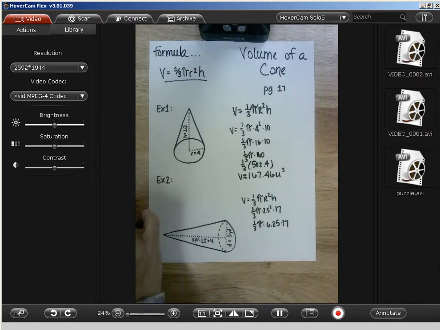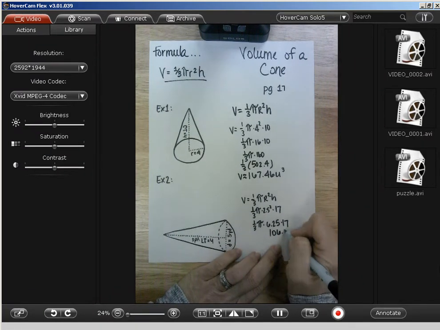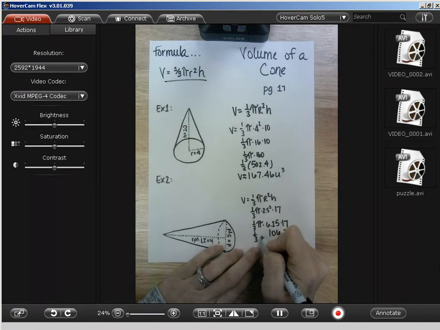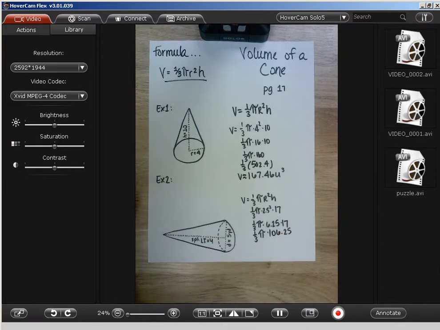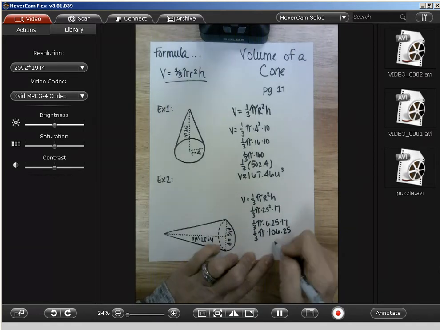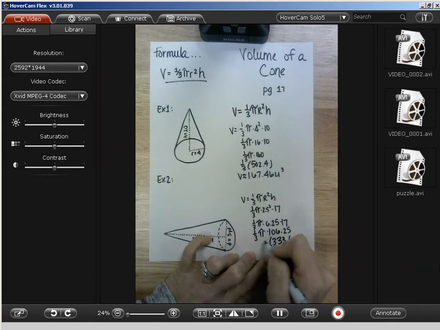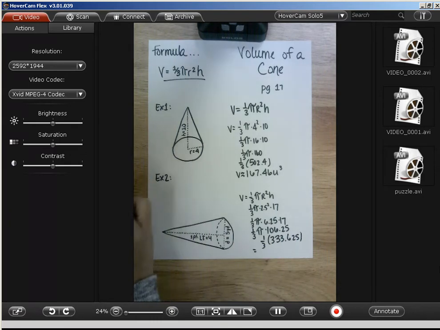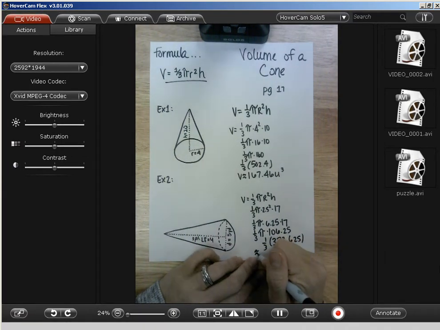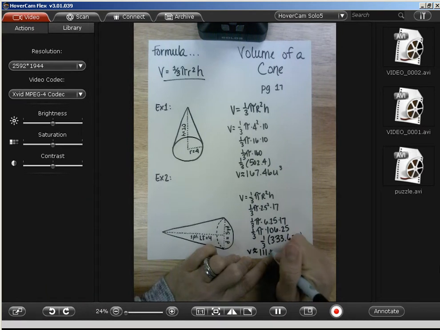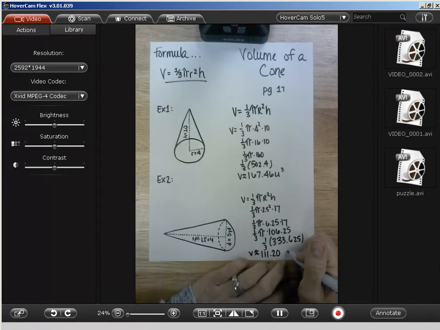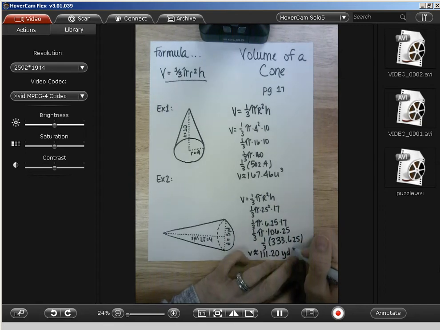And then I'm going to multiply my 6.25 times my 17, which gives me 106.25. So now 1/3 times pi times that. I'm going to use my 3.14 again. That gives me 333.625, and then I still need to multiply that by my 1/3. That gives me approximately 111.20, and it looks like we were working with yards, so yards cubed.